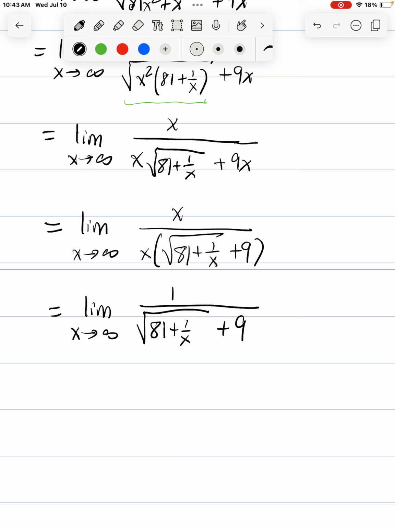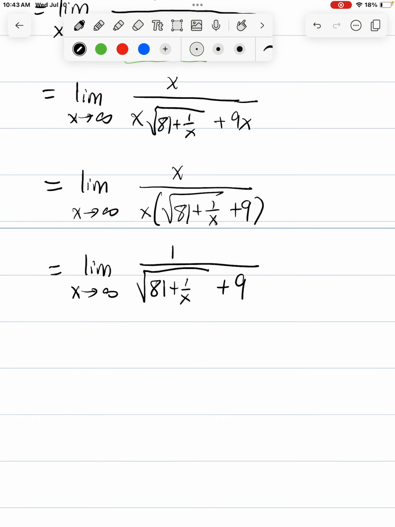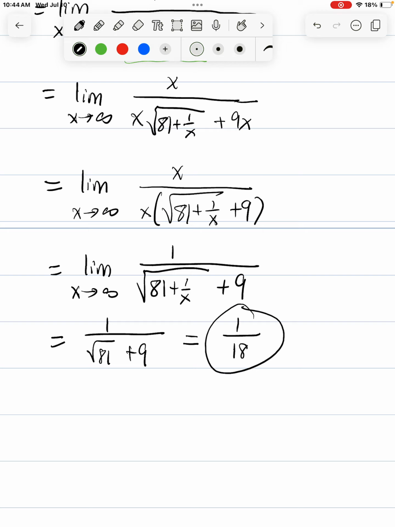And what do we get when you evaluate the limit? Well, the 1 over x is going to 0. So this limit, I'm ready to say what the answer is. It's 1 over the square root of 81 plus 9. And that's going to give me 1 over 9 plus 9 is 18. So the limit is 1 over 18.